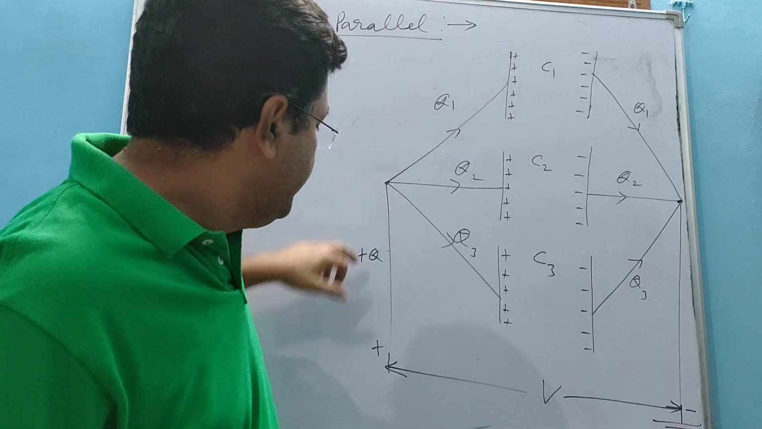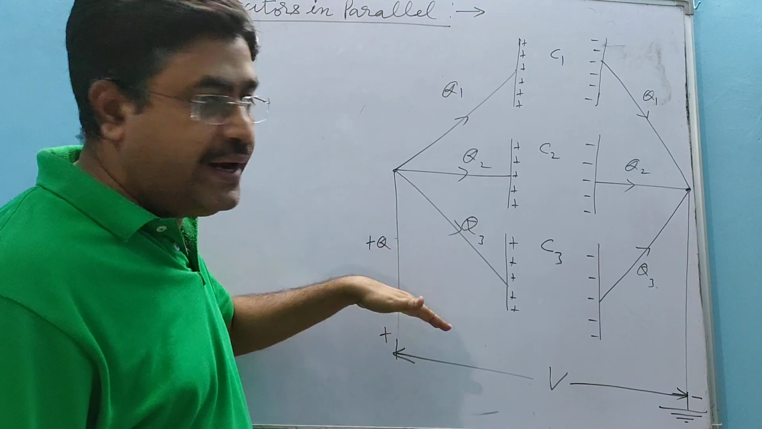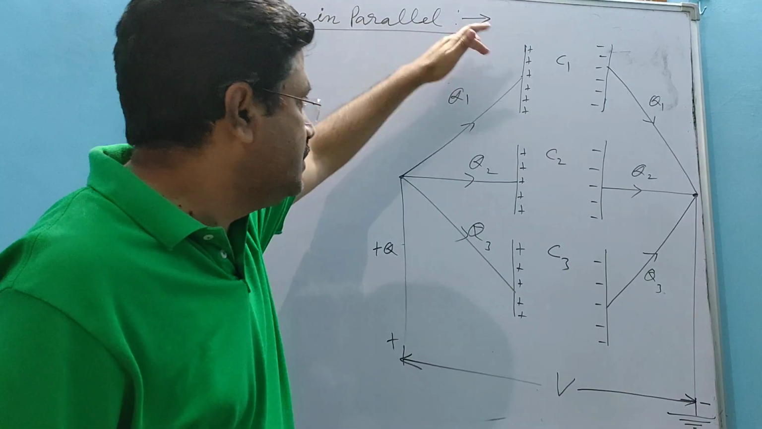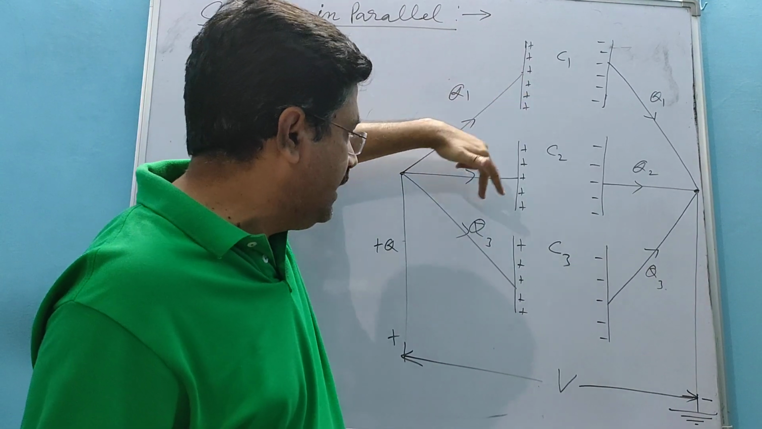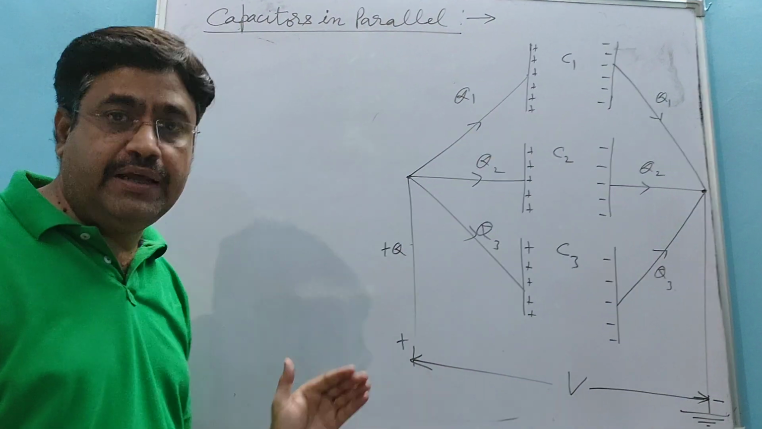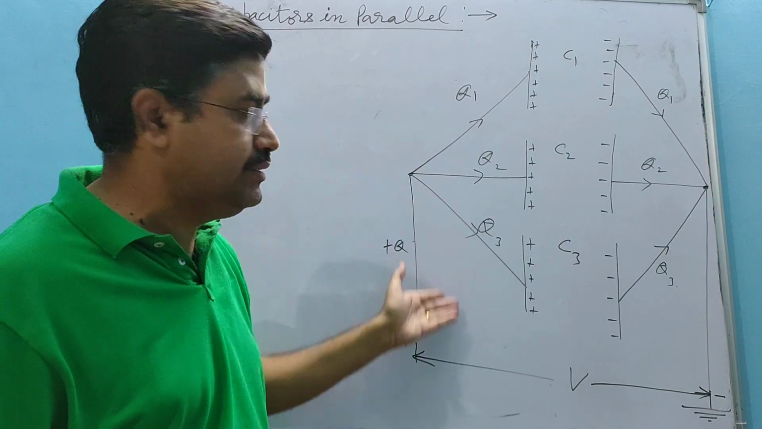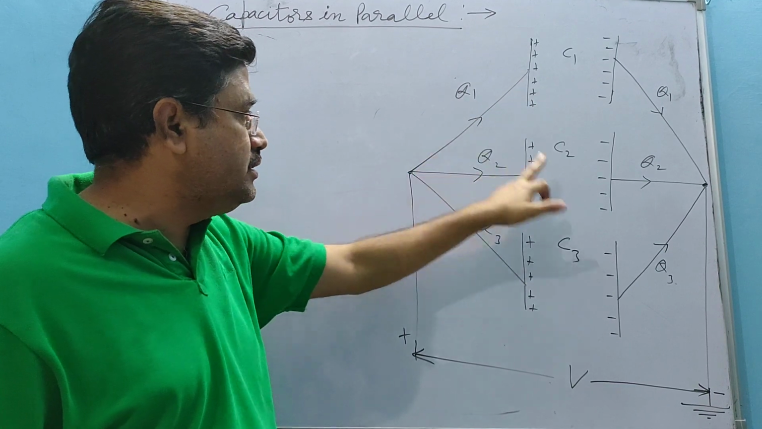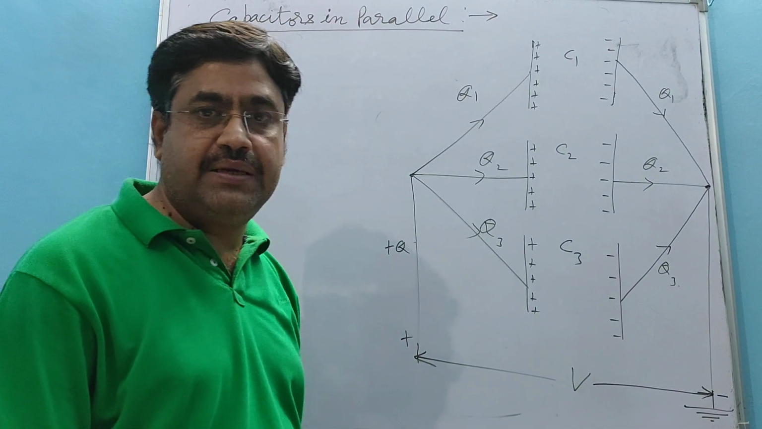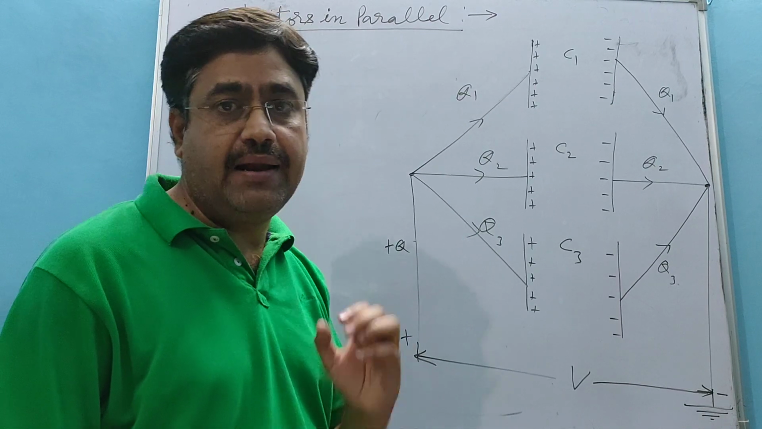If there is a charge Q, we give charge Q. This charge is divided into three charges Q1, Q2 and Q3. Q1 charge goes to C1, Q2 goes to C2 and Q3 goes to C3. Means if in a path the charge on different capacitors is different, C1 पे कितना है Q1, C2 पे कितना है Q2, C3 पे कितना है Q3. If charge on different capacitors is different, then they are said to be connected in parallel.